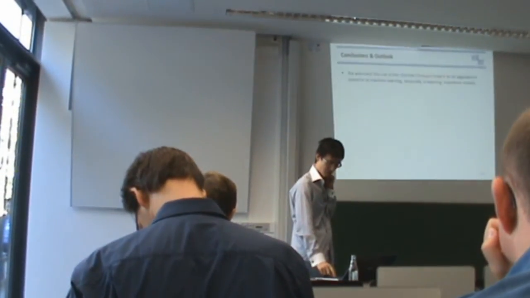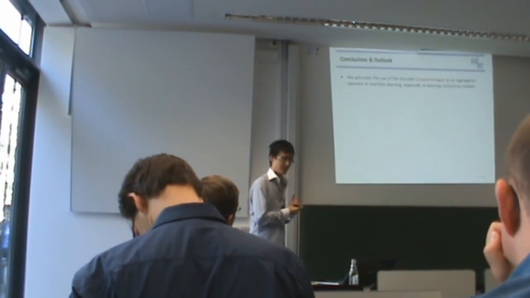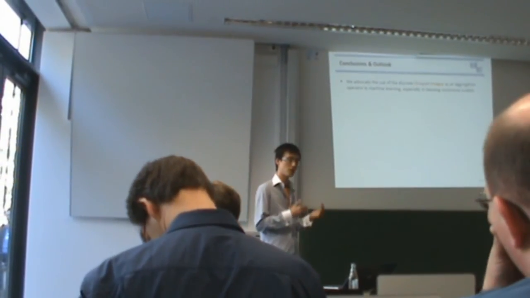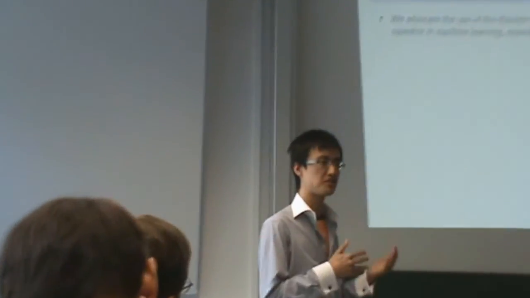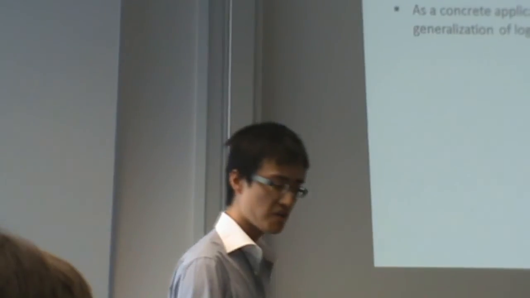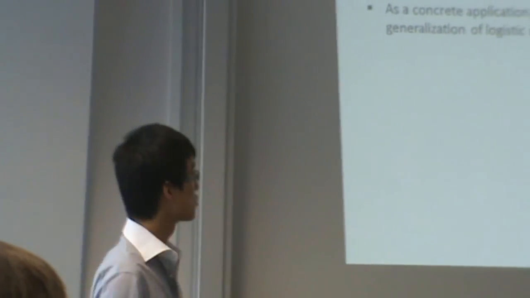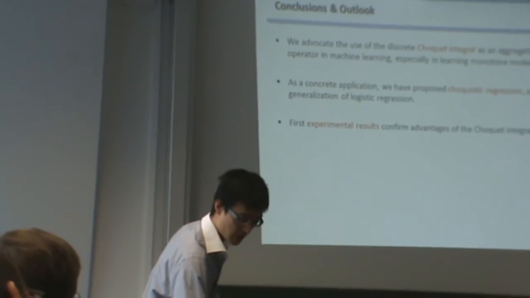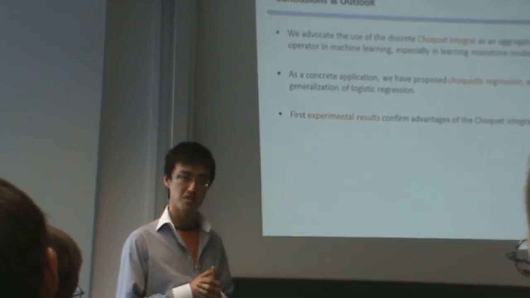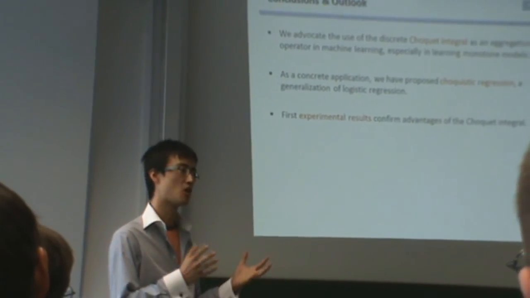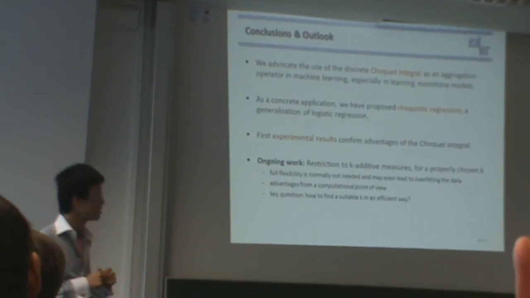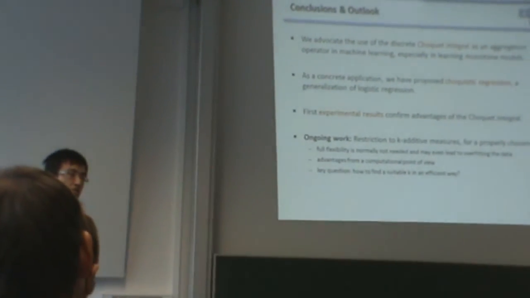Okay, so I'll wrap up. In this talk, we looked at the use of the Choquet integral in machine learning, and especially in designing monotone nonlinear classifiers. As a concrete example, we proposed the so-called Choquistic regression model, which is an extension of logistic regression. I have shown you some very first experimental results, which are somewhat promising, and also encouraged us to further investigate other issues. I have talked about one small problem, which is the complexity of the model.